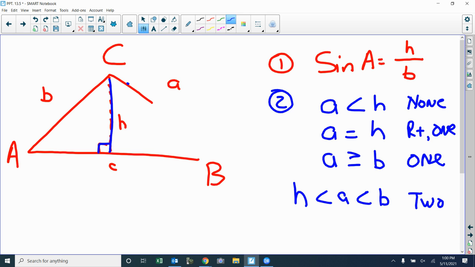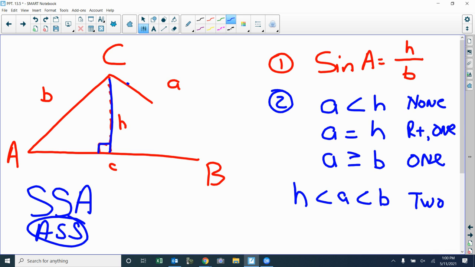What do we call this? Ambiguous case. It only happens when what? When we have side angle. Does that make sense to you? Or angle, side, depending on how you want to think about it. I always think this is an easy way to remember. Personally.